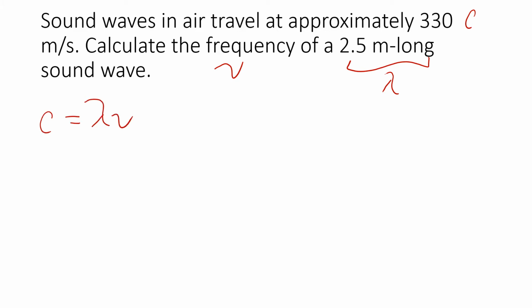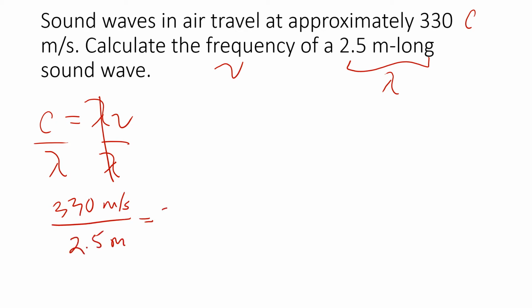in my problem. So I am trying to solve for frequency. I'm going to divide both sides by the wavelength. And now I'm going to plug in my numbers. 330 meters per second divided by 2.5 meters. I'm trying to find my frequency. I do my math. I end up with 132, 1 over seconds, which is going to be hertz.